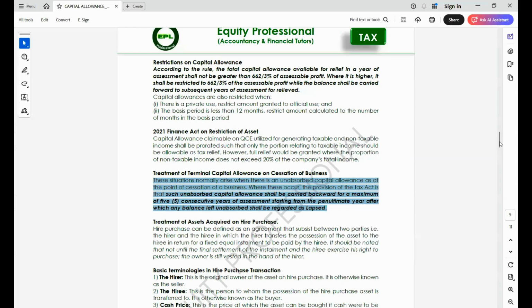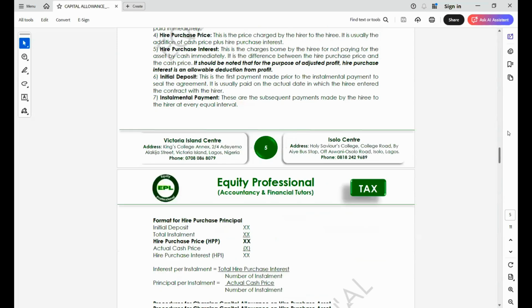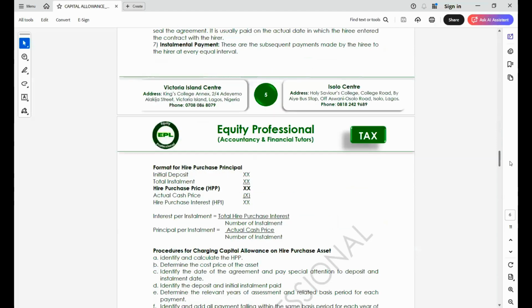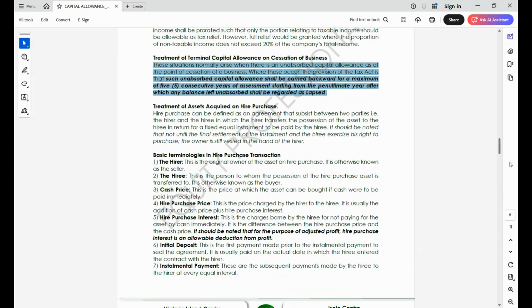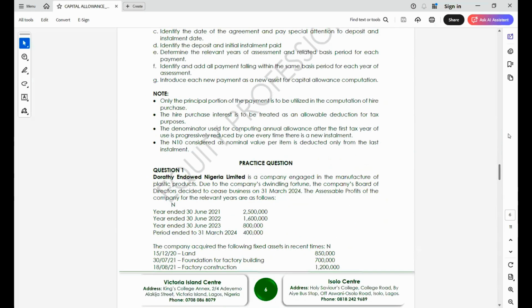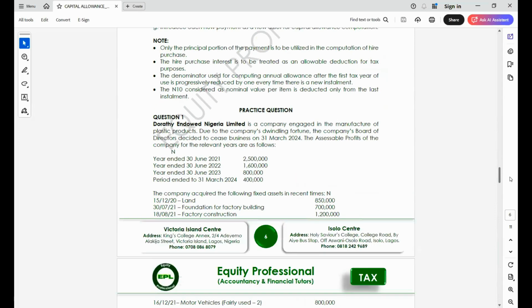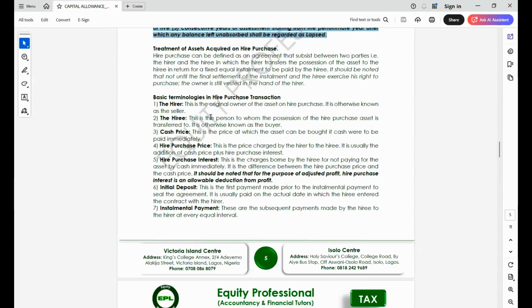So those are the rules that we need to know as far as capital allowance is concerned, the basic ones, before we go to hire purchase and computation. So what you are left with now is computation of the capital allowance. So how do we compute the capital allowance itself? Any question? Any question?